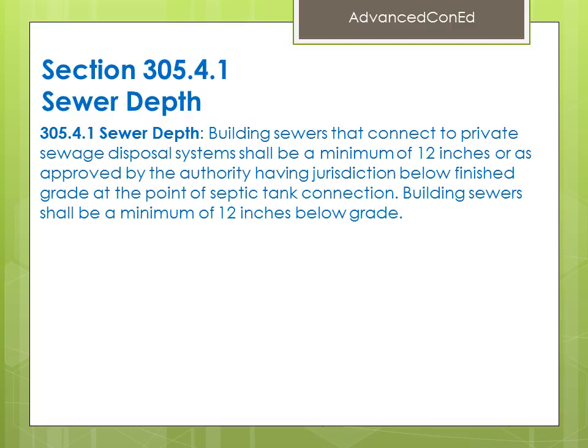305.4.1 Sewer Depth. Building sewers that connect to private sewage disposal systems shall be a minimum of 12 inches, or as approved by the authority having jurisdiction, below finished grade at the point of septic tank connection. Building sewers shall be a minimum of 12 inches below grade.